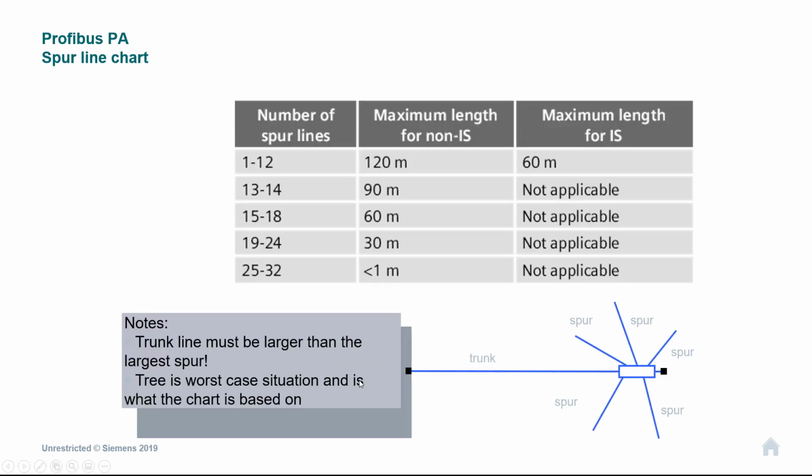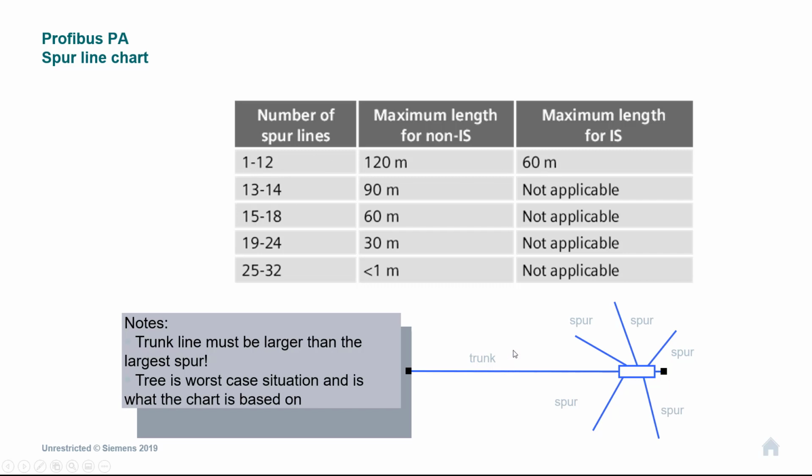So if we have a look at this relationship for number of spurs and the length of the spurs, it's related to the length of the trunk, which isn't really shown on this table, and the amount of instruments. So if I was to look at a hazardous area or a non-hazardous area, for a non-hazardous area, if I can have 13 to 14 spur lines, which is instruments, I can have a spur length of 90 meters. If I come up to here, for hazardous area, it stops at 12 instruments.